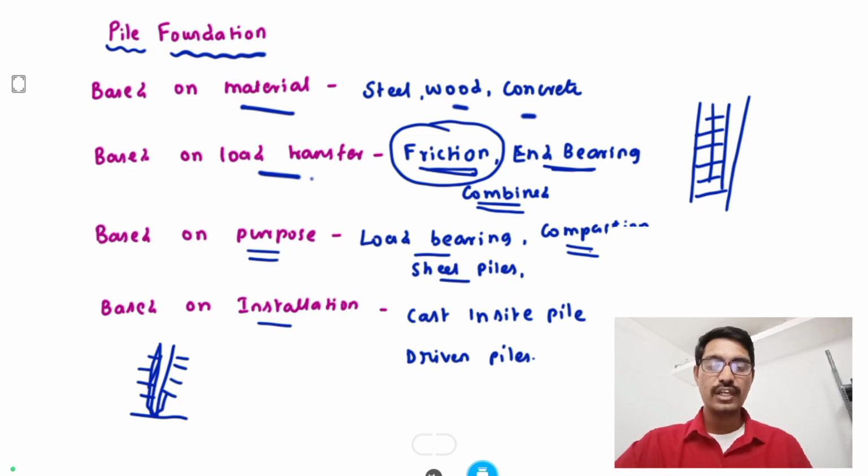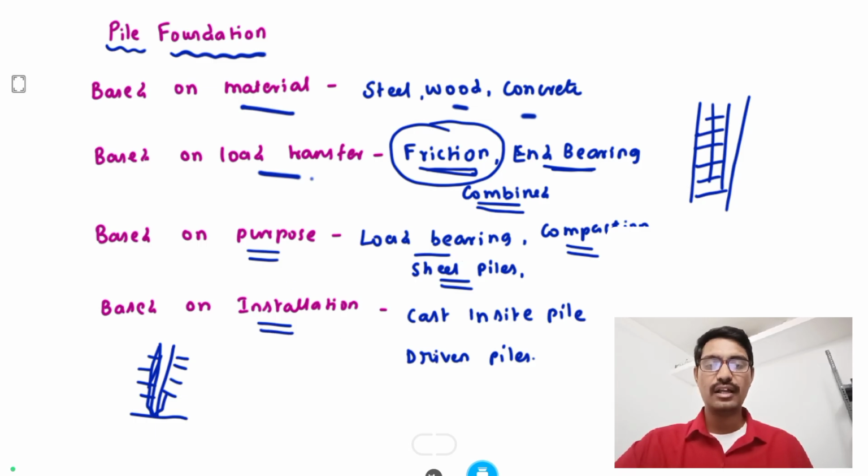Whenever we go for soil compaction, we provide additional reinforcement or insert additional materials into the soil. For that purpose we provide the pile as a compaction material. So the next thing is sheet piles. If we want to separate two materials or two soils, or to prevent water seepage, we go for sheet piles. Okay, so based on the purpose there are three piles: load bearing piles, compaction piles and sheet piles.